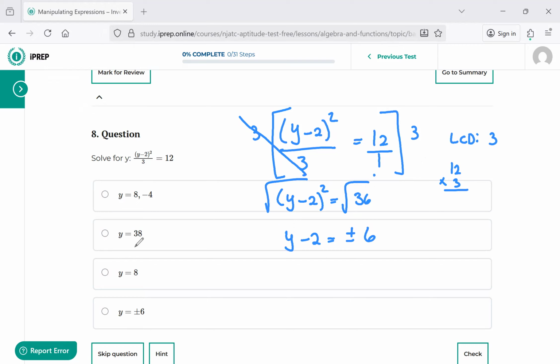Okay, the last step is you're going to solve for y by adding 2 to both sides. So you get y equals, so be careful, you get two answers. Your first answer will be positive 6 plus 2, and then your other answer is negative 6 plus 2. Okay, so 6 plus 2 is 8, and then negative 6 plus 2 is negative 4.